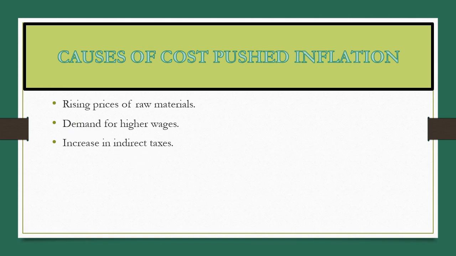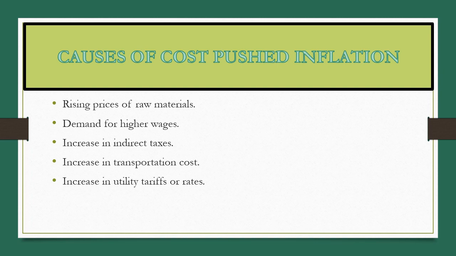Three, increase in indirect taxes. When indirect taxes increase, it adds to the cost of the producer, and the producer will in turn add it to the price, leading to inflation. Four, increase in transportation cost. Transportation cost is also a cost to the producer. So when the transport cost increases, it increases the cost of production, and the producer in turn adds it to the price.